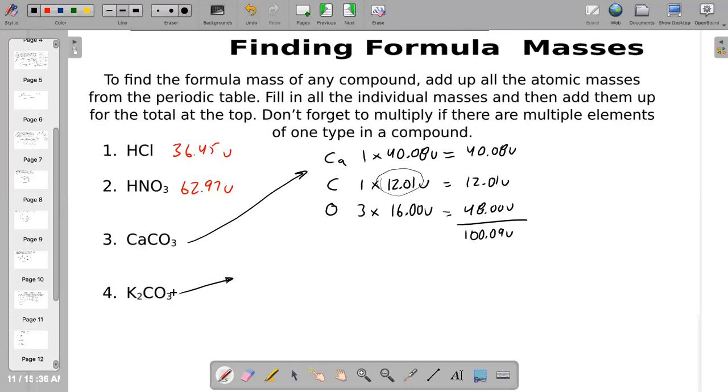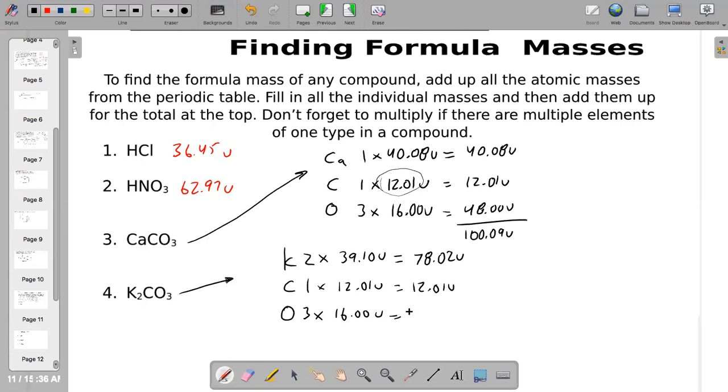So then there's potassium carbonate. You've got two potassiums, one carbon, and three oxygens. The only thing that's different here is the potassiums. Potassium's like 39.10, so that comes out to be, let's see, 78.02. And the carbons and oxygens are the same as what we just had. So the only real difference is the potassium mass is different.